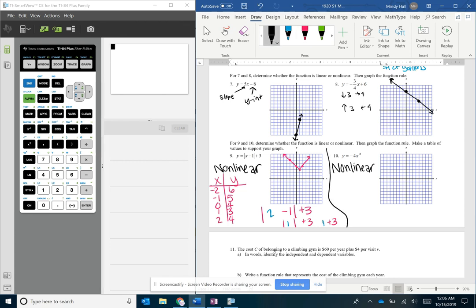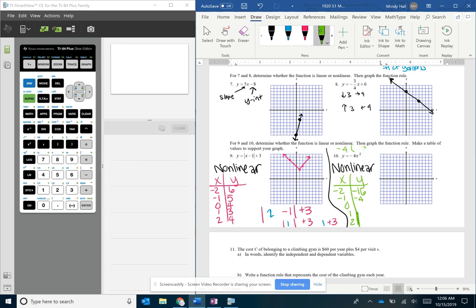So then for number 10, we can do the exact same thing. We're going to make a table of values, and we are going to plug in -2, 0, 1, and 2. So if we plug in -2, that would give me -4 times -2 squared. -2 squared is -2 times -2, which is +4. And +4 times -4 gives me -16. So then if I plug in -1, -1 squared is +1, and +1 times -4 is -4.